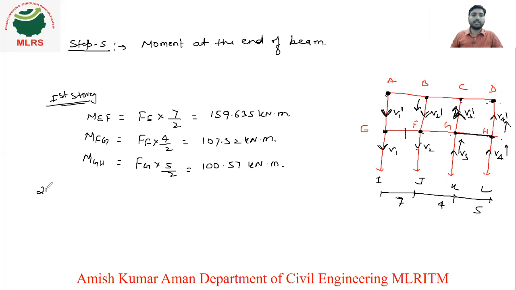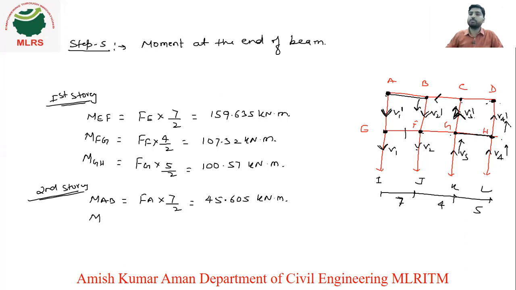Now going for the second story. What is our first member? AB. So MAB will be nothing but FA into the distance. What is the distance? 7 by 2. So FA into 7 by 2 is nothing but 45.605 kilonewton meter.